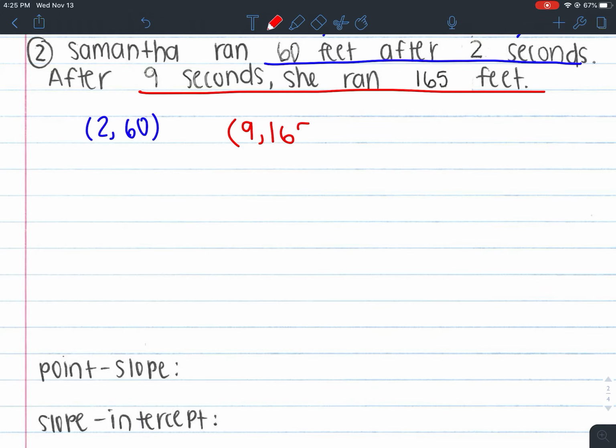So that means our second point is going to be (9, 165). But just because the 9 came first doesn't mean it's the x. It's the x because it's seconds and it's time.